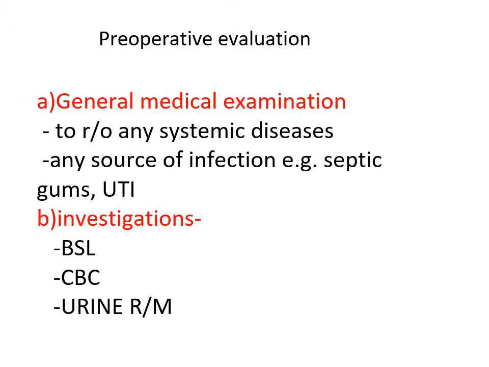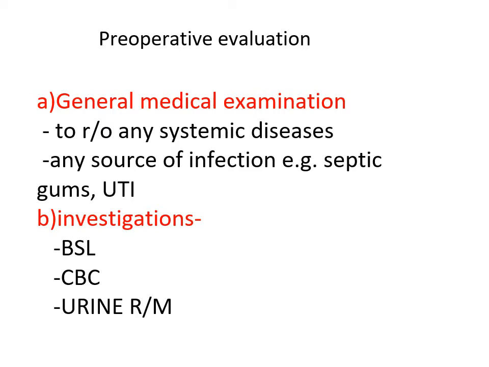Then what is the preoperative evaluation done in cataract? If we diagnose a case of cataract, we should do a thorough general medical examination of the patient to rule out any systemic disease. This is for the general fitness of the patient. Then we have to rule out any source of infection in the body. Examples are septic gums, urinary tract infection or any respiratory infection, which should be ruled out.